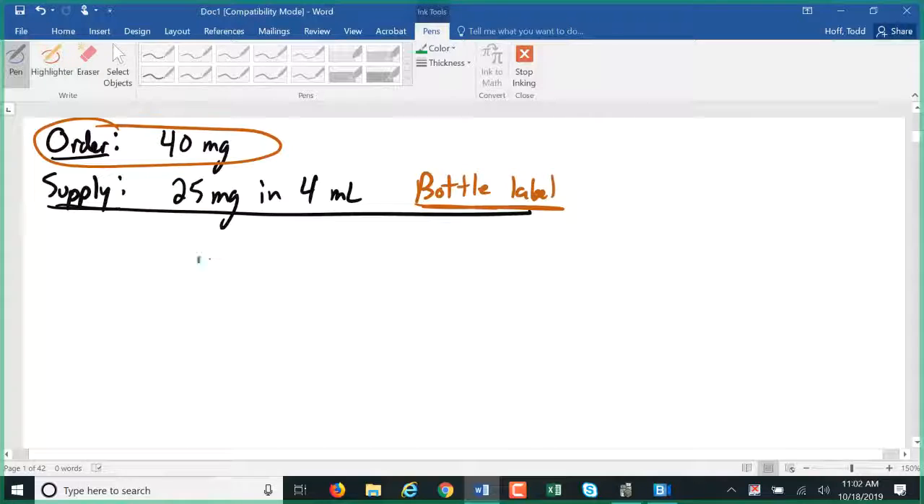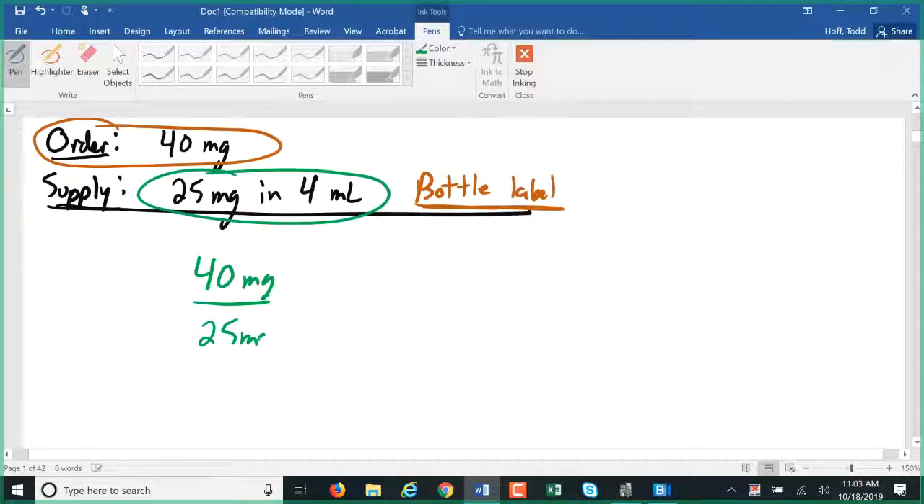So our doctor's order is 40 milligrams. The label on the bottle or the supply gives us the on-hand dosage and the vehicle. So the 25 milligrams has to be the on-hand dosage, with the same units as the doctor's order, times the vehicle, 4 milliliters, because 4 milliliters is what carries that 25 milligrams into the patient.